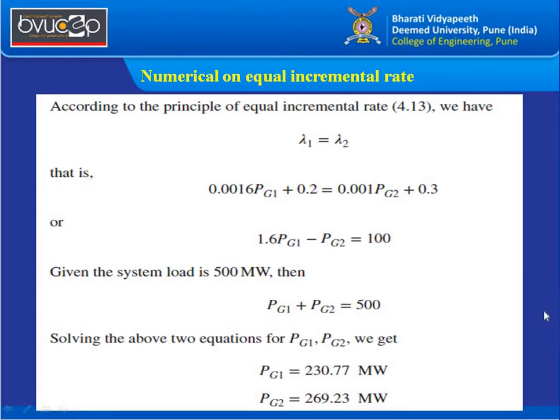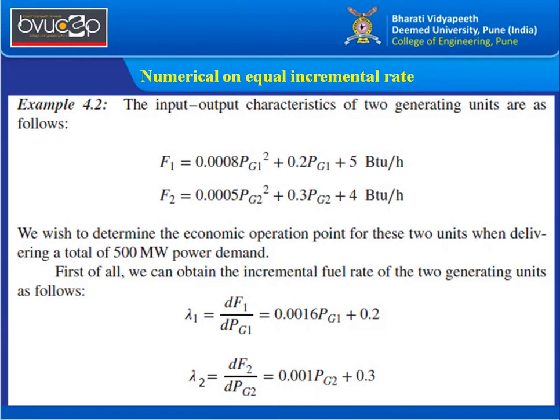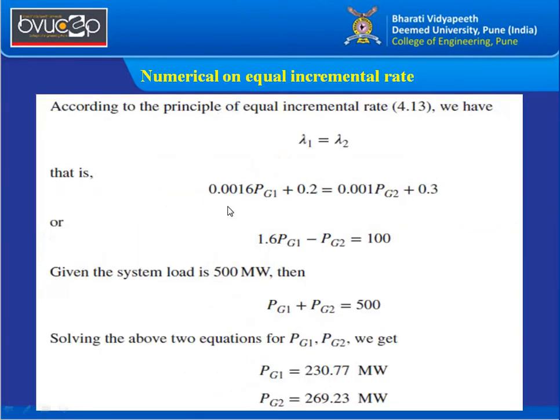Here we can see that Pg2 is contributing more towards the demand. That is based on equal incremental rate. The values are different depending on the equations given in this particular numerical. So this is the value of Pg1 and Pg2. From this numerical, we should understand that when we have the equal incremental rate, we equate it and get one equation. The other equation we obtain from the demand, which is the summation of both generating units. After solving the two equations, we get the values of Pg1 and Pg2. So this is one part of the numerical.